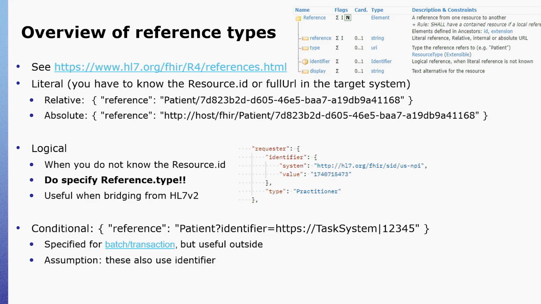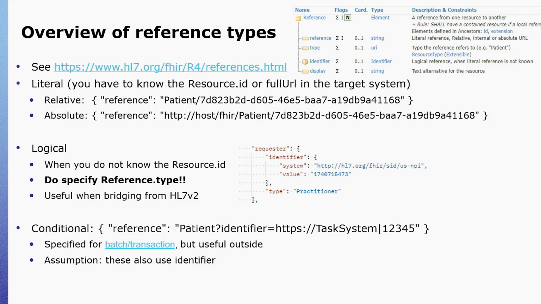Again, the structure of the reference element, which has the reference again, but there's also an identifier. And talking about it more from the specification perspective, we usually talk about literal references, and most of the times literal relative references, so something like patient/ID. You may use absolute references, so have the whole path to the resource. We're not going to do that in this use case.